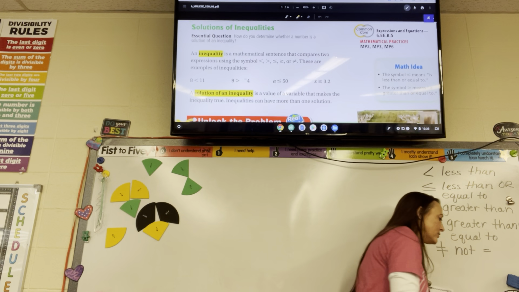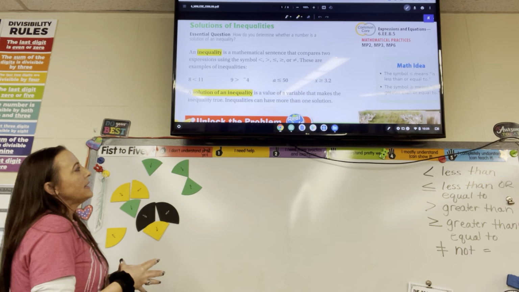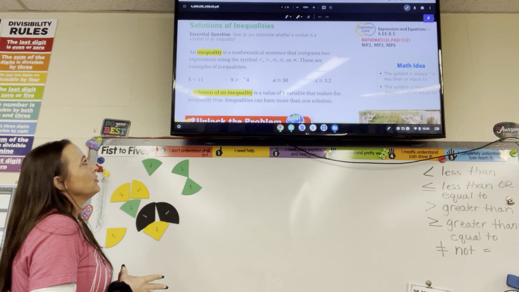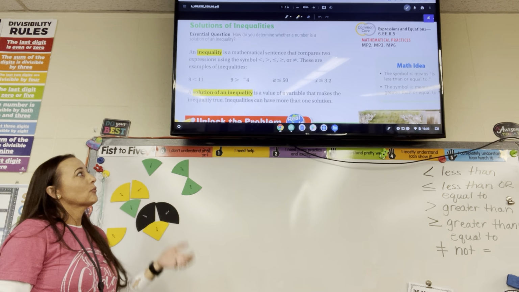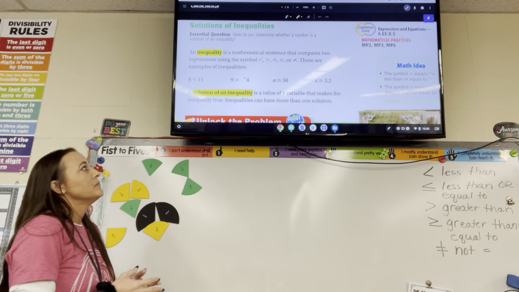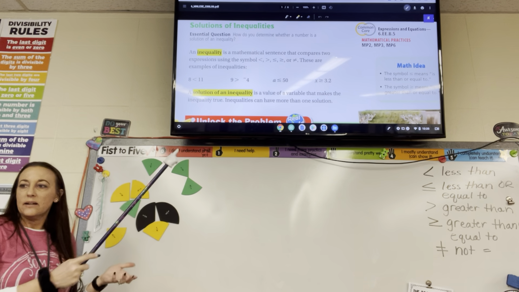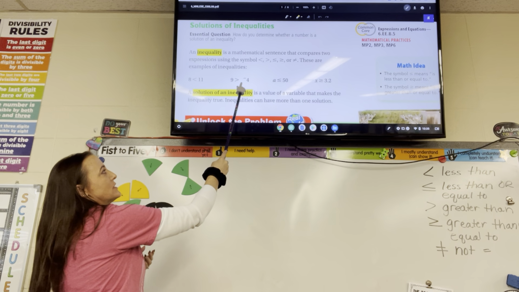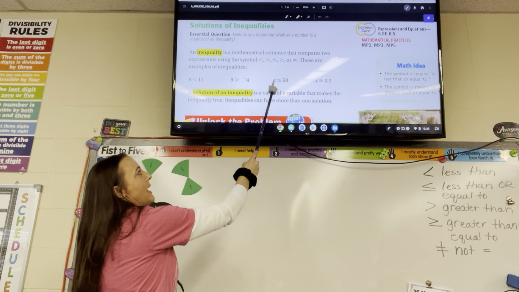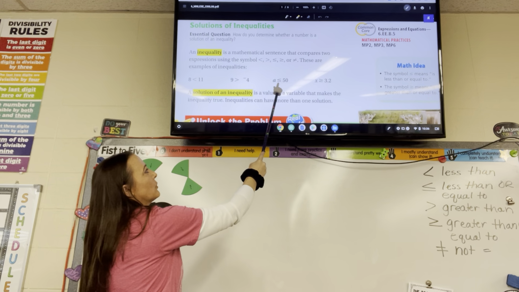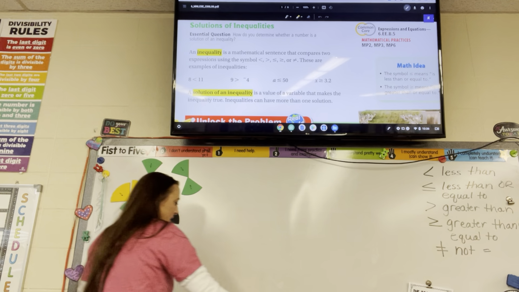Solutions of inequalities. How do you determine whether a number is a solution of an inequality? An inequality is a mathematical sentence that compares two expressions using the symbols less than, greater than, less than or equal to, greater than or equal to, or not equal. These are examples of inequalities. So 8 is less than 11. 9 is greater than -4. Then we have a variable here that says A is less than or equal to 50, and X is greater than or equal to 3 2/10.